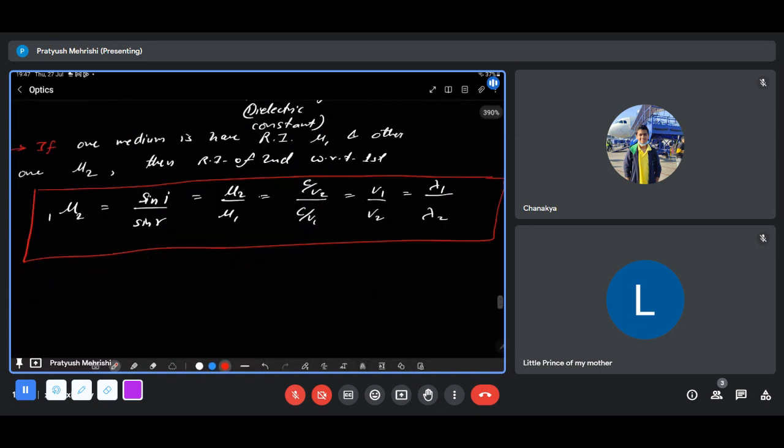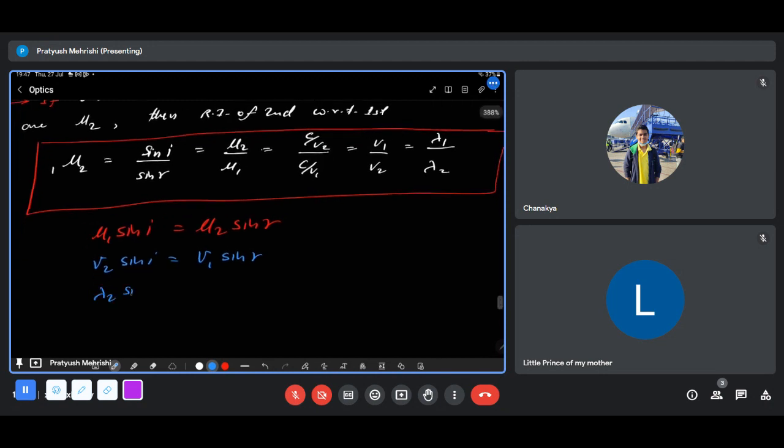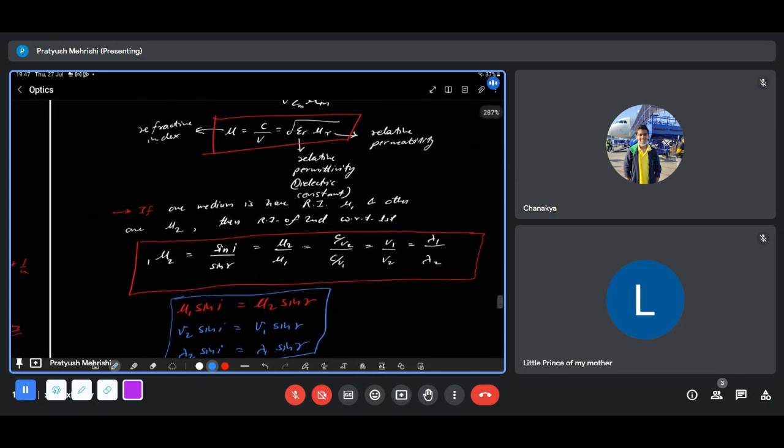Hence, Snell's law will become mu1 sine i equal to mu2 sine r, or V2 sine i equals V1 sine r, or lambda 2 sine i equals lambda 1 sine r. All these are forms of Snell's law. Okay, take it down. From which point do you want to take it down?